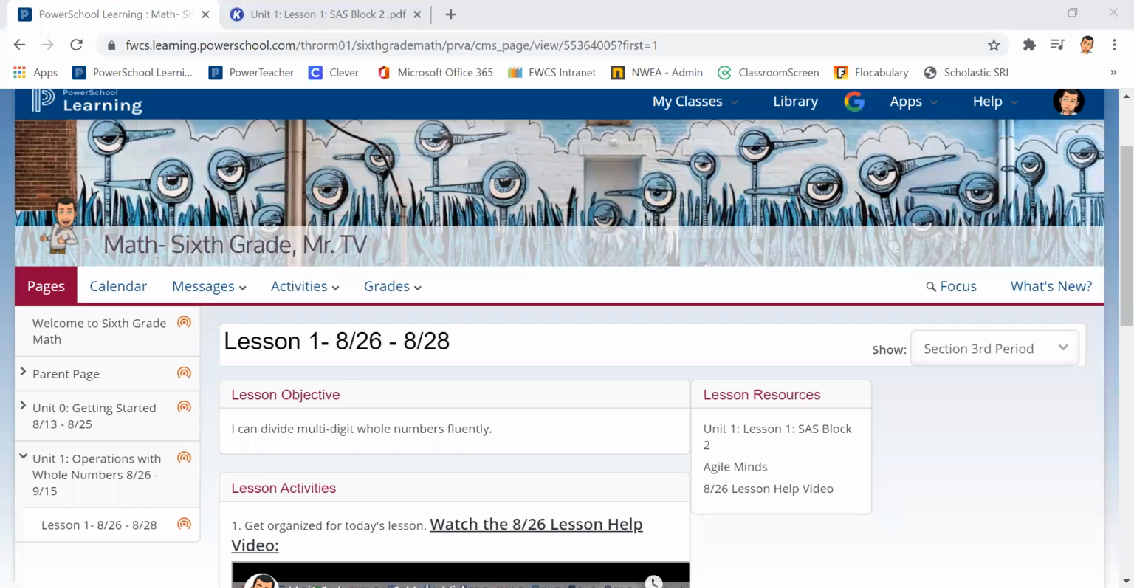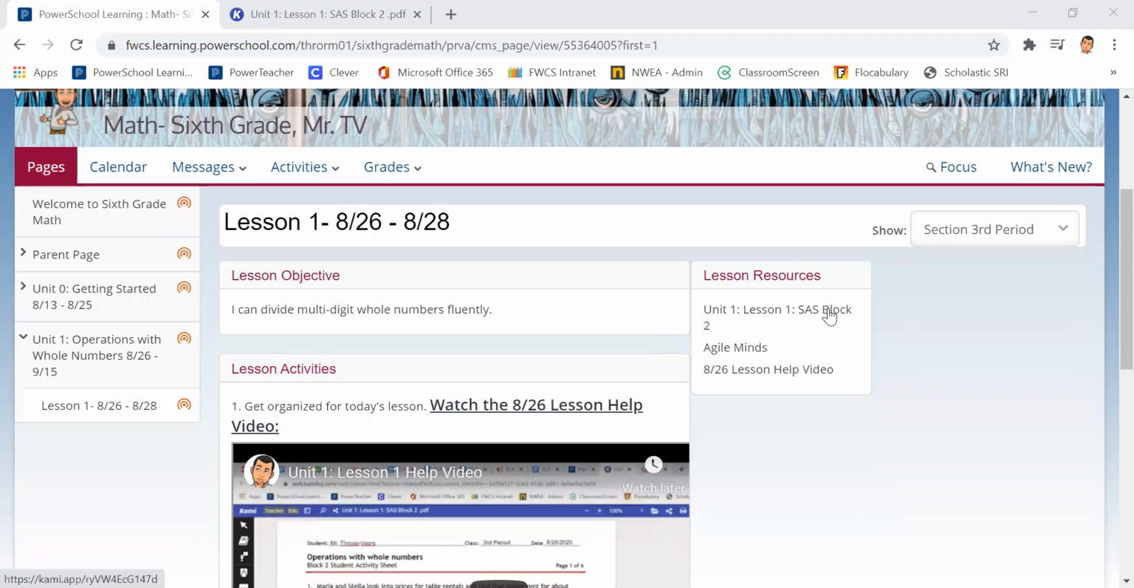Hey, my sixth grade scholars, I want to go over lesson one with you today. So we're under unit one, lesson one. And specifically, I want to look at SAS block two.